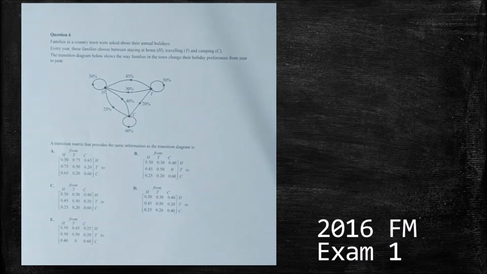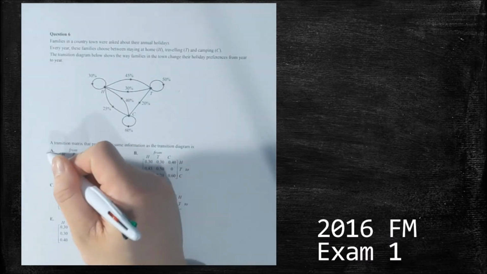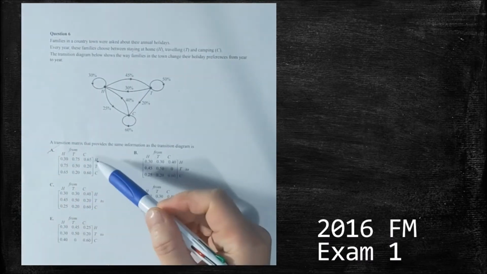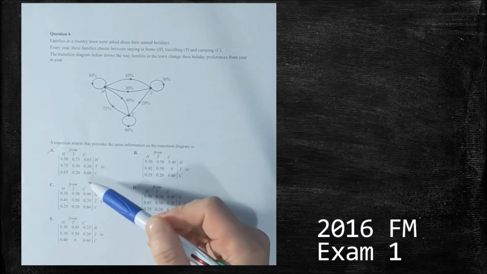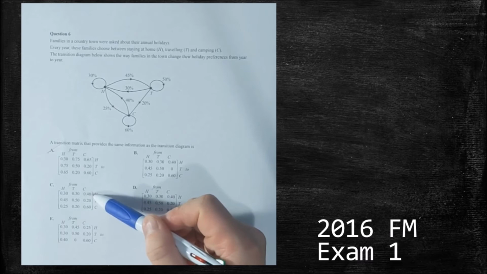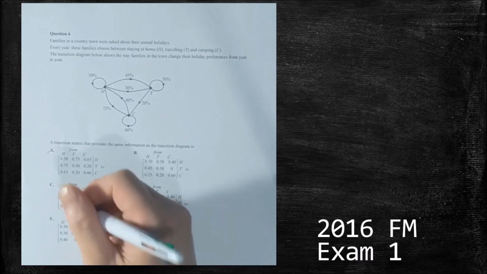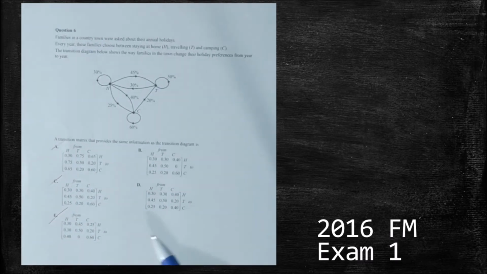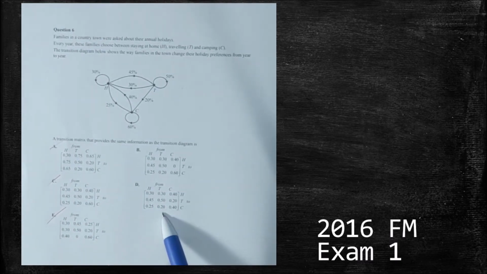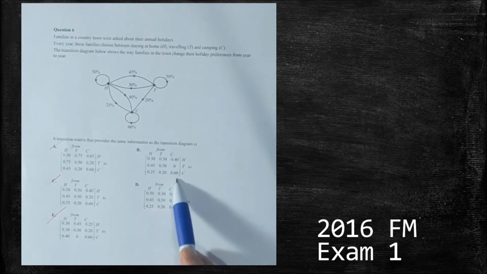So some key information is that the columns of a transition matrix must add up to 1. So having a look at that, you can see that A is not the correct answer, as 0.65 plus 0.2 plus 0.6 is more than 1. This one's also wrong, 0.4, 0.2, 0.6. This one, 0.25, 0.2, 0.6 is too much. That leaves, just checking these ones off, these two answers here.